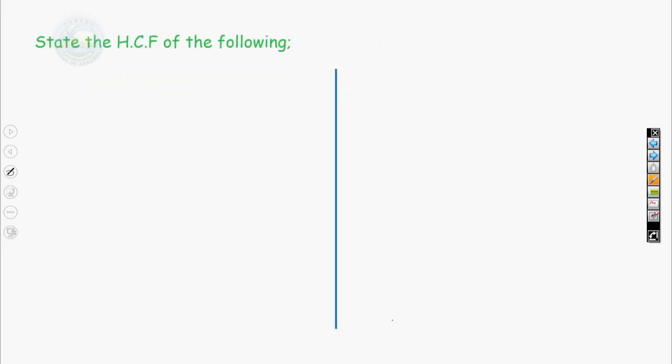I'm going to give you an opportunity now to find the highest common factor of some expressions, or terms in some expressions. So look here: 10x cubed y squared, 5x squared y. What is the highest common factor of these two terms? Take some time. Tell me what you think.